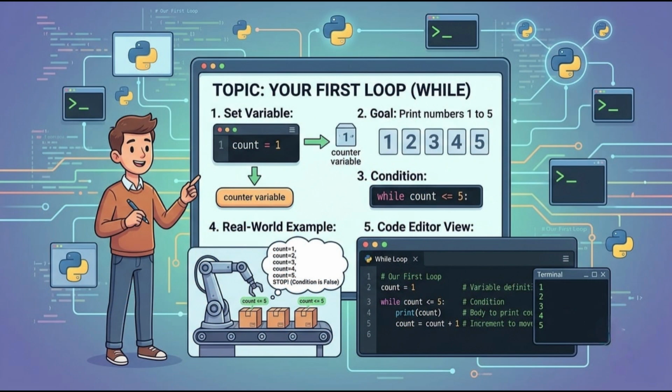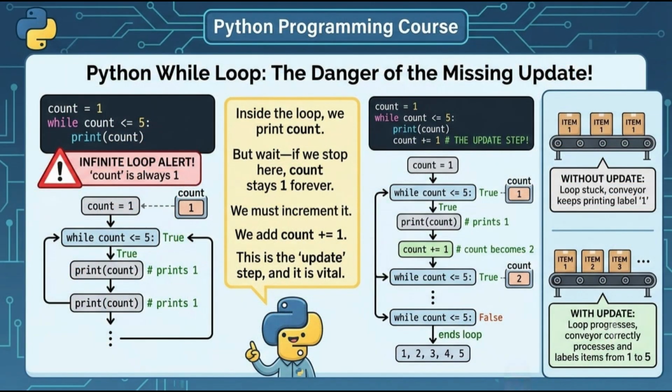Let's write our first loop. We'll set a variable count equals 1. We want to print numbers 1 to 5. Our condition will be while count is less than or equal to 5. Inside the loop, we print count. But wait, if we stop here, count stays 1 forever. We must increment it. We add count plus equals 1. This is the update step, and it is vital.